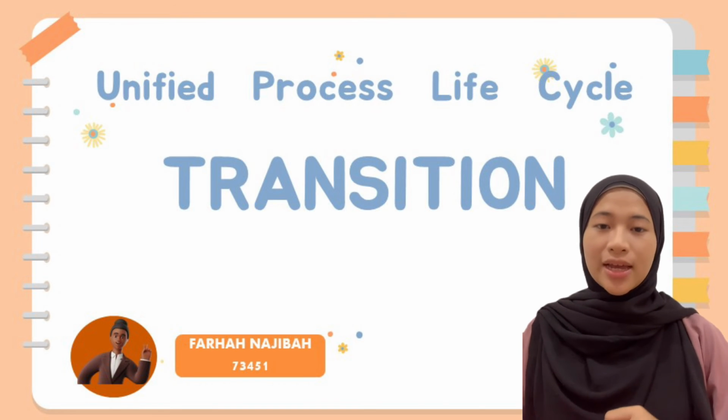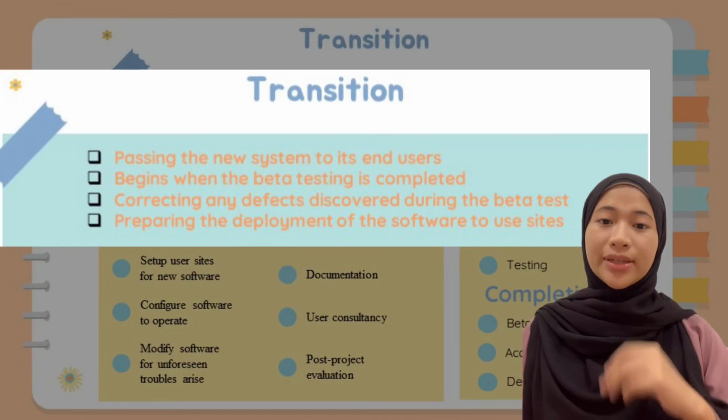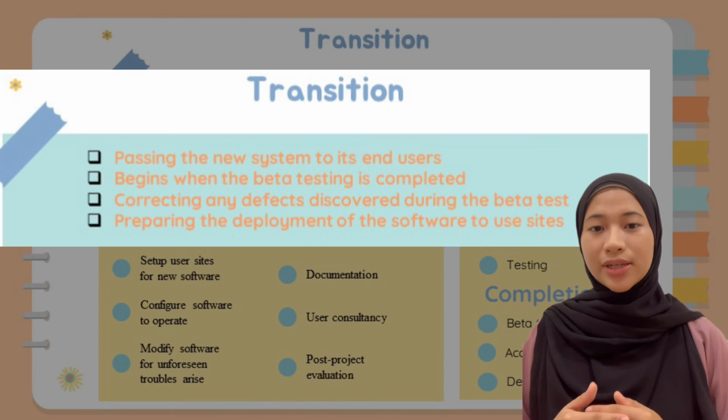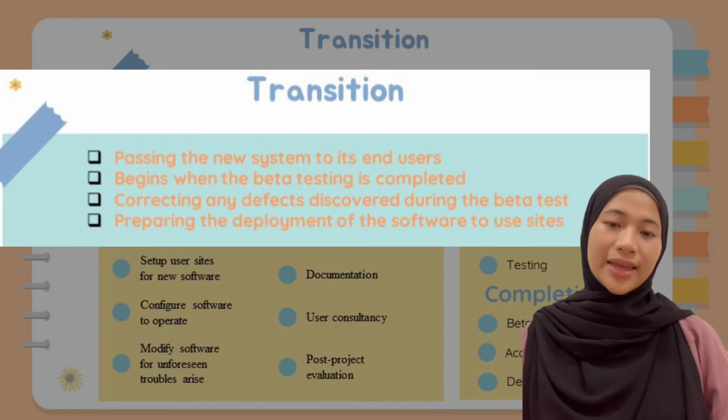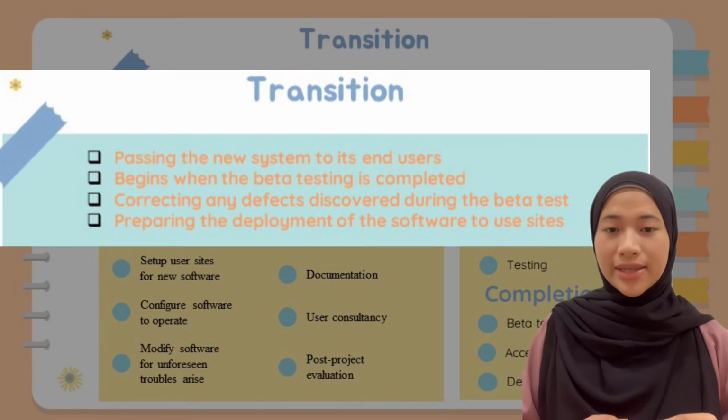I will be explaining about the final phase of the Unified Process Lifecycle, which is the transition phase. The transition phase is about passing the new system to the end users, and it begins when the beta testing is completed and the system is fully implemented.